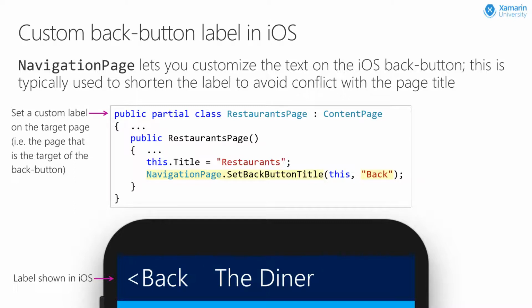So look at the code. We're updating the back button text for the restaurants page, and this will only be seen when you navigate one level forward or navigate past the restaurant page. So another way to think about it is the previous page owns the text for the back button, not the current page.